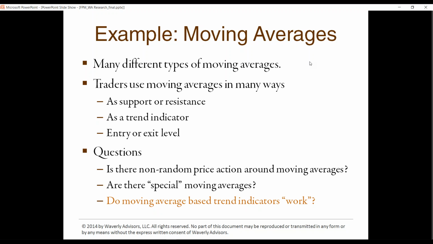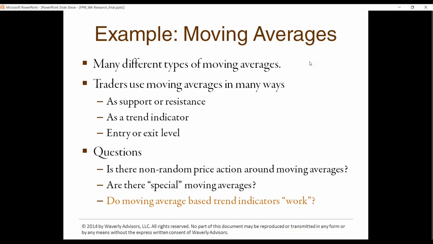Let's go into an example. I want to look at moving average trend indicators. When we look at moving averages, these are the kinds of questions we would ask. There are many different kinds of moving averages. Simple and exponential are probably the most common. There are a lot of others: centered, triangular. There are a lot of different ways to calculate exponential moving averages. There are moving averages that adapt to cycles, all these different ways to do it.